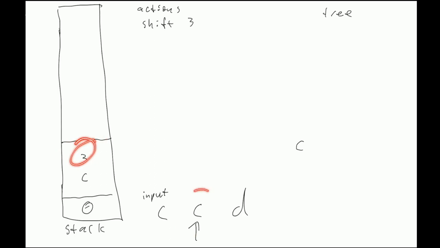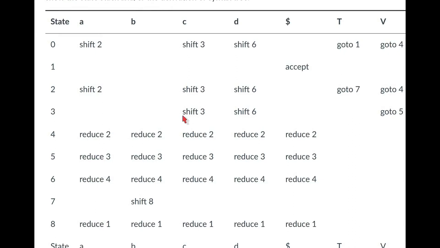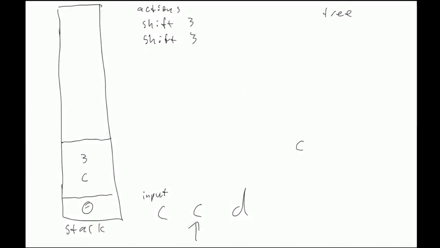We're in state 3, and we see C. Looking at our table, we're in state 3, and we see the letter C. What do we do? Shift 3. So here's our next action, shift 3. So how do we execute a shift? We consume the input, and one way to look at this is we actually move this onto the stack and record the next state.